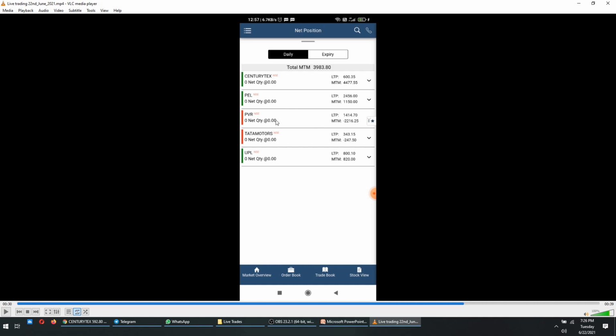So this is the summary of today's trade. As you can see here, PVR and Tata Motors were in red, they were in loss. Century Tex, PEL, and UPL were on the positive side, which means they were in profit. And the net profit was 3,983 rupees and 80 paise.